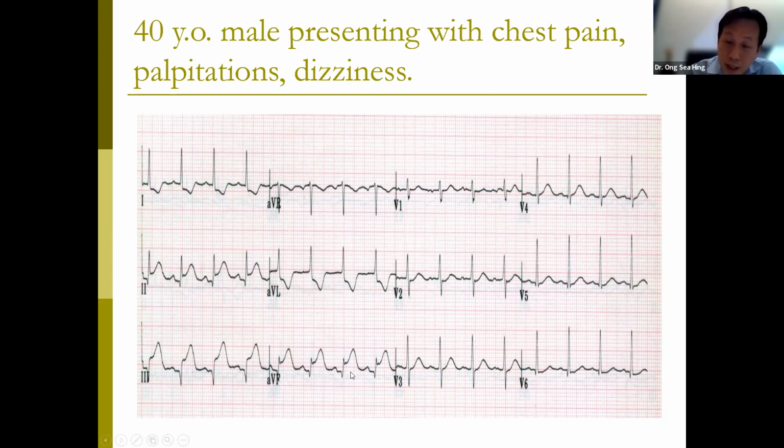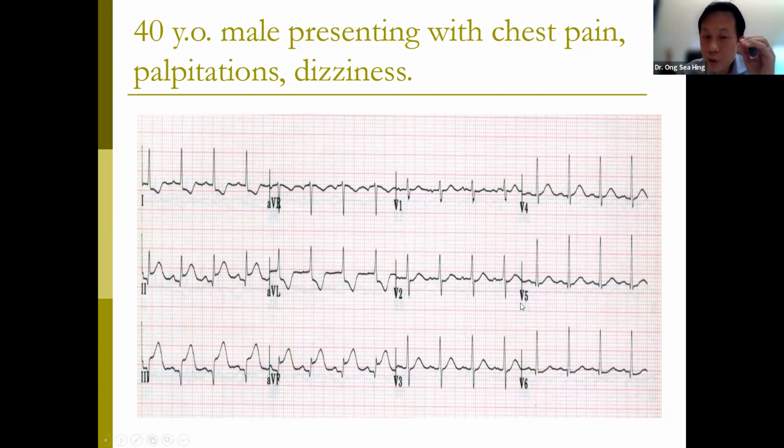it means that there is a 100% occluded coronary artery. In the inferior leads, it means an inferior STEMI, and that's either an occluded right coronary artery or an occluded left circumflex artery. This ST depression in lead 1 and lead AVL is called the reciprocal change. And this reciprocal change is very important.